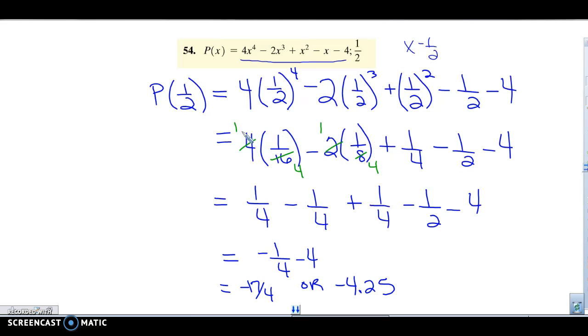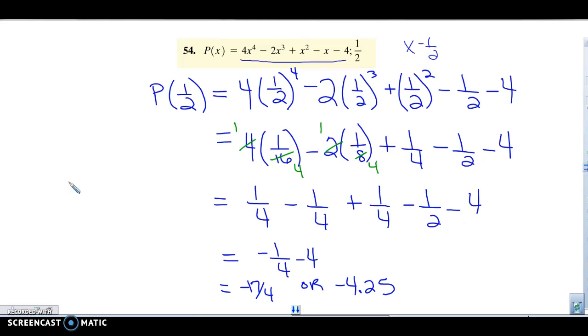Then notice in green I canceled common factors, so 4 goes into itself once, into 16 4 times, so we get 1/4. 2 goes into itself once and into 8 4 times, so we get 1/4 again. And then I went ahead and subtracted and added as we went across.